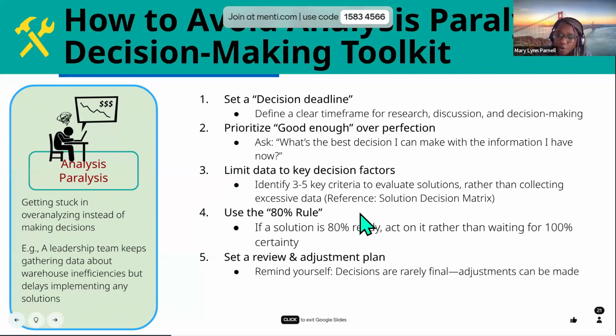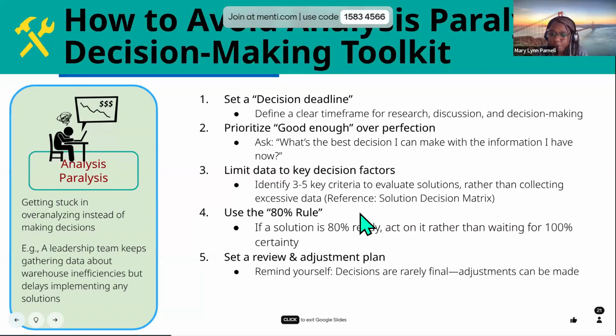Prioritizing good enough over perfection. What's the best decision we can make with the information we have now? Over time, you'll get more information. We can pivot, but today, this helps us move forward. Limiting data to key decision factors.